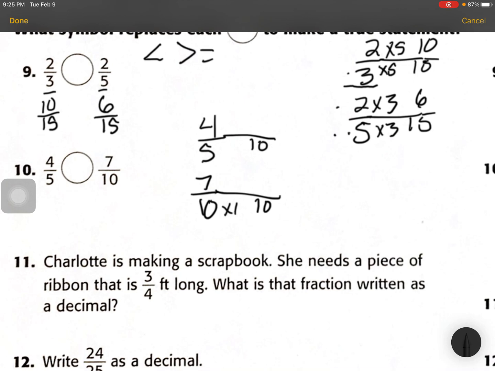So 10 goes into 10 once, times 1, whatever you do to the bottom, you have to do to the top. Number 5, or 5 by 4s, 5 will go into 10 twice. So 4 times 2 is 8. Okay, now this is where you got to make sure you write the right equivalent fraction under the right fraction. So 4/5 is equivalent to 8/10. 7/10 is equivalent, well, to 7/10. Now you're in charge of putting a greater than, less than, or equal sign there. Okay, figure it out.